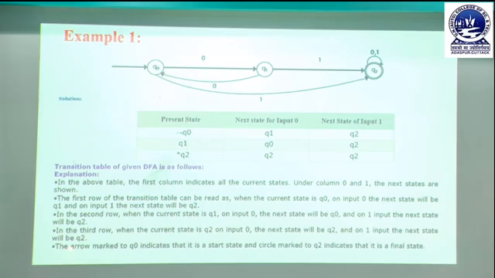So the arrow marked to Q0 indicates that it is a starting state, or we can say initial state in this transition table, and the circle marked to Q2 is indicated as a final state. That means a double circle is known as a final state, and that final state is always marked with a star mark, which means it is known as a final state in this diagram, or you can say in this transition table.